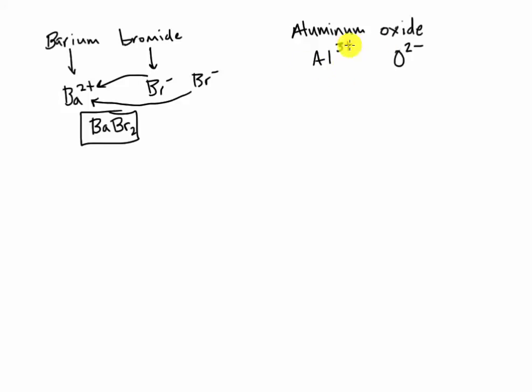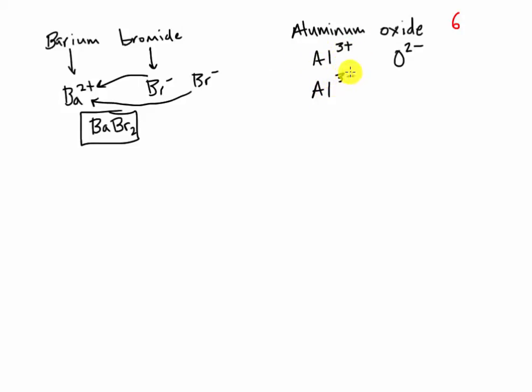Now it's a little bit tricky because I've got a 3+ and a 2-. So what you should look for is a least common multiple between the two. Hopefully you all know that that's 6. All right, so my least common multiple is 6. So therefore I've got to get a 6+ charge over here.